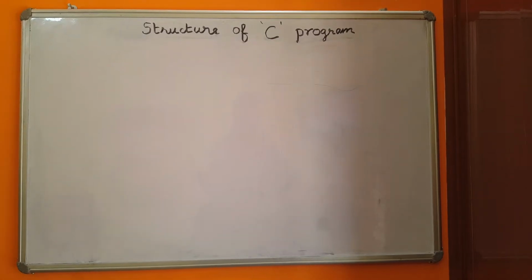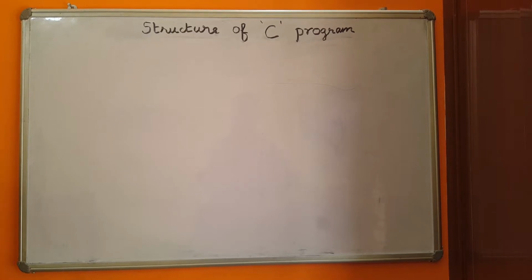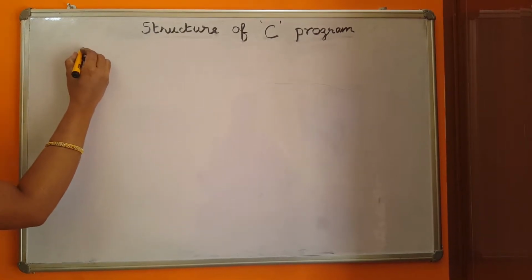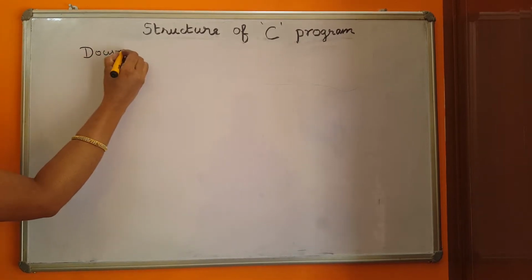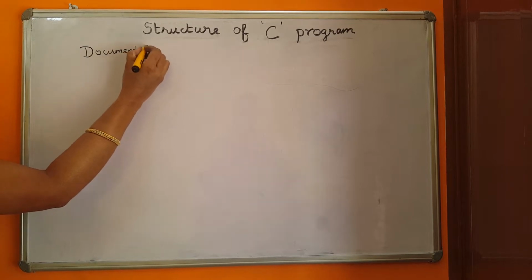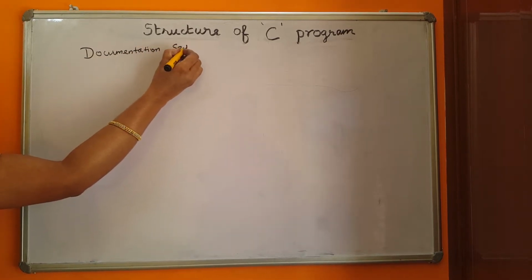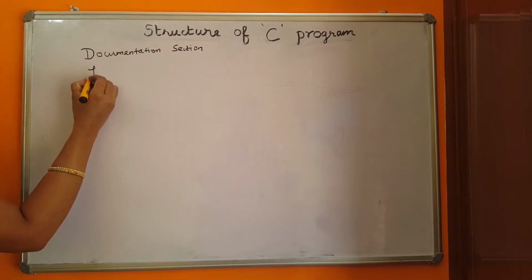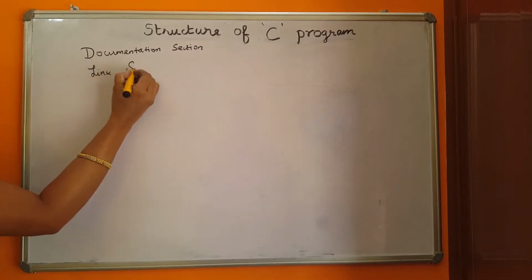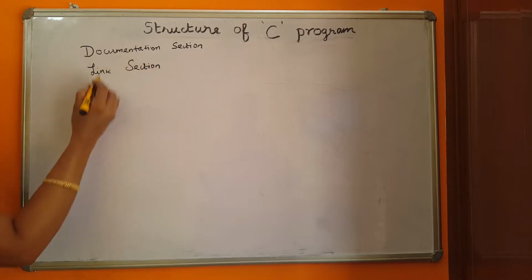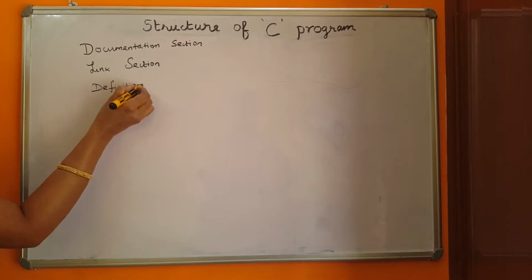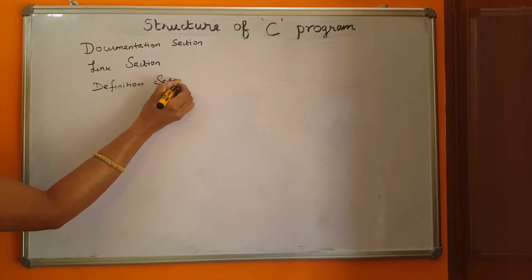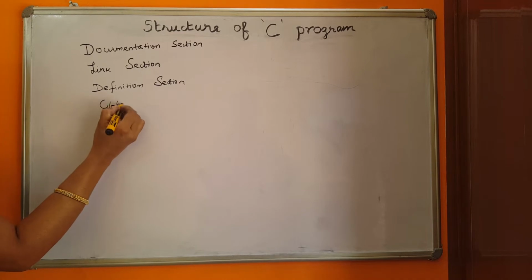Good morning. Now we see about the structure of C program. The C program has the following sections: documentation section, link section, definition section, global variable declaration section.